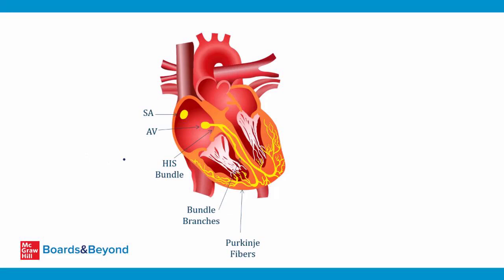For each cardiac cycle under normal conditions, the electrical activity begins in the SA node. That's the pacemaker of the heart. From there, electrical activity moves in both directions to depolarize myocytes in the atria and cause the atria to contract.